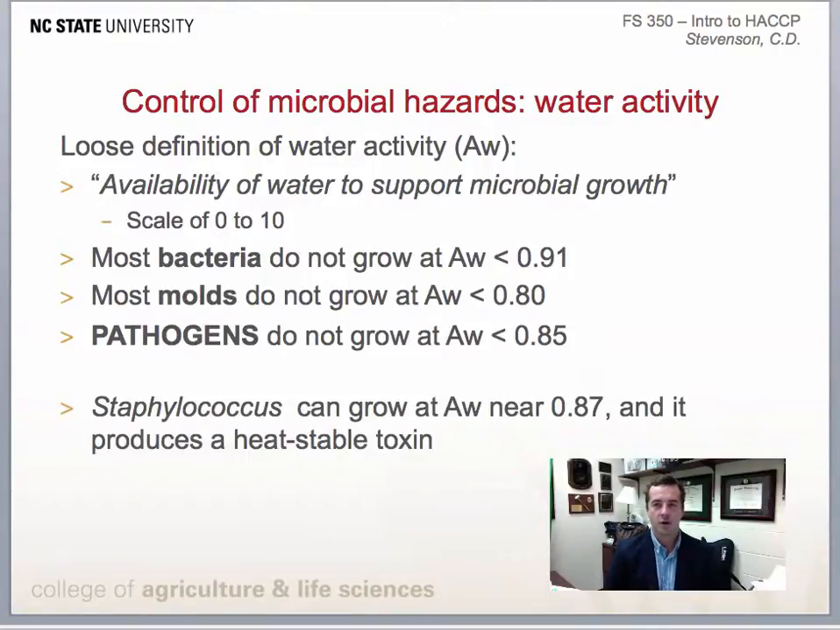Most bacteria will not grow at water activities below 0.91, and most molds cease to grow at water activities below 0.8. By measuring the water activity of a food, it is possible to predict which microorganisms will and will not be potential sources of spoilage. Water activities below 0.85 in a product will not support the growth of pathogenic bacteria. One pathogen that grows at water activities down to 0.87, however, is Staphylococcus aureus. This organism can produce a heat-stable toxin.